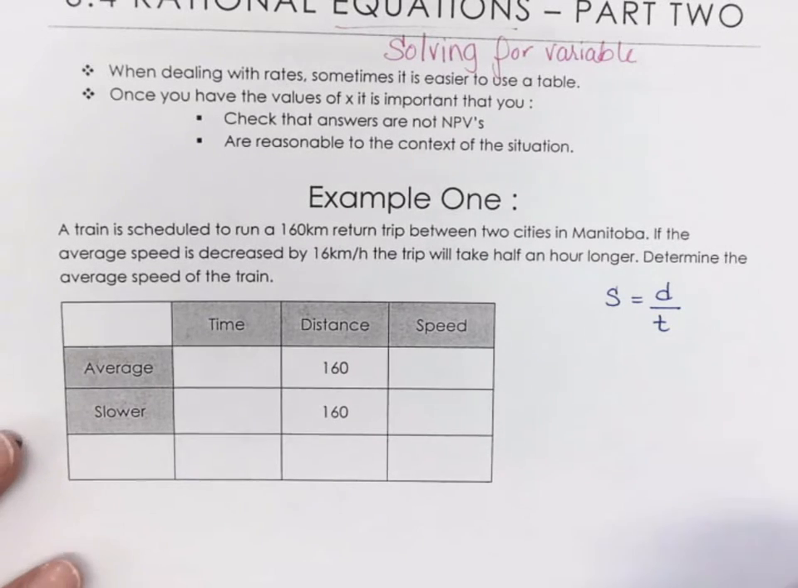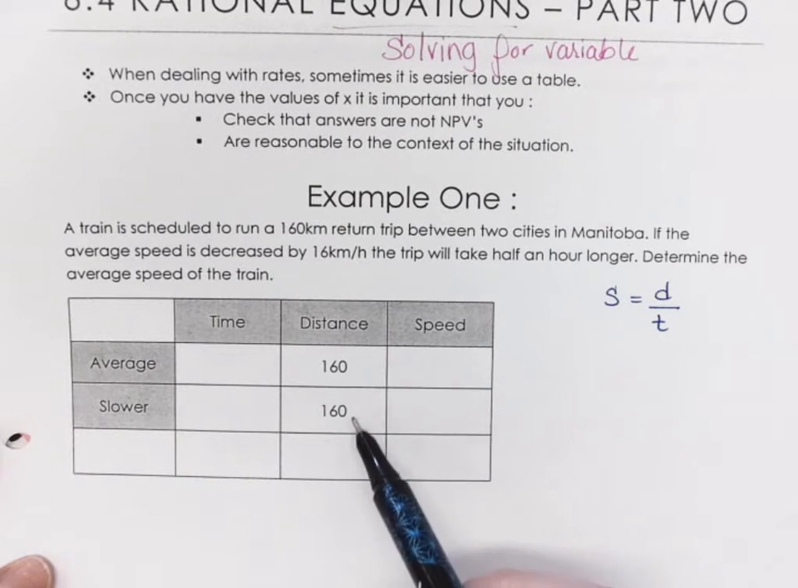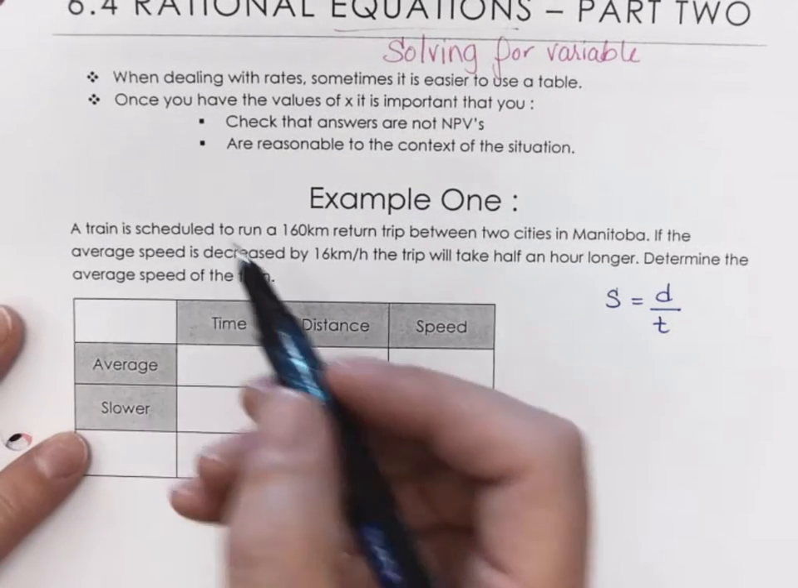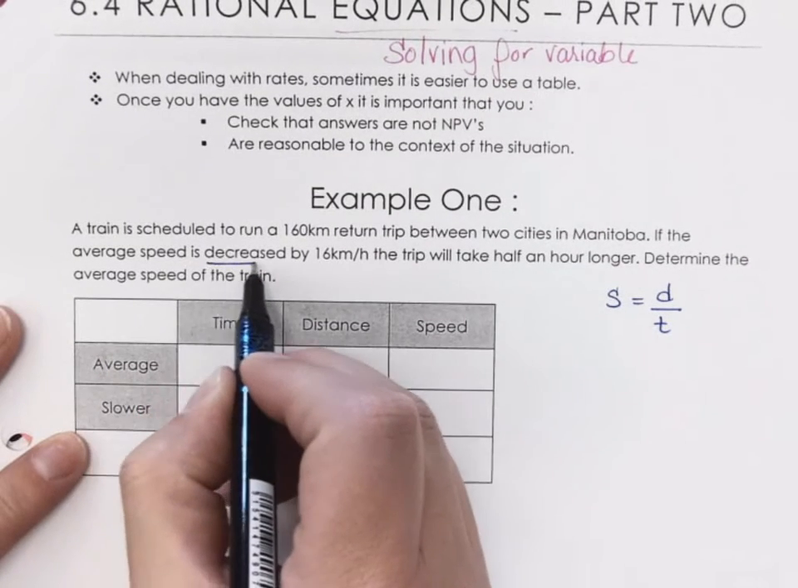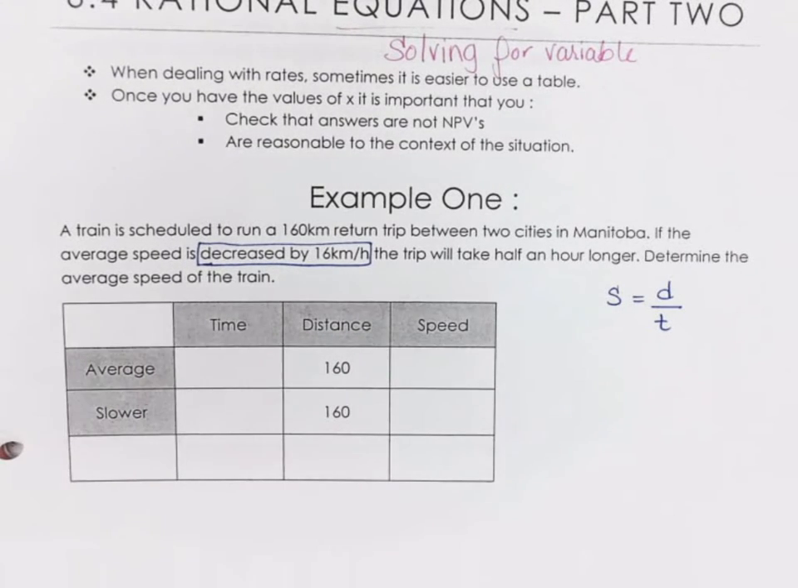So we know a couple of things. We know that each distance is 160. There it's 160, and home it's 160. Make sense? That hasn't changed. The two cities haven't moved. If the average speed is decreased by 16 kilometers per hour, do we know the average speed? No. So what are we going to call it?